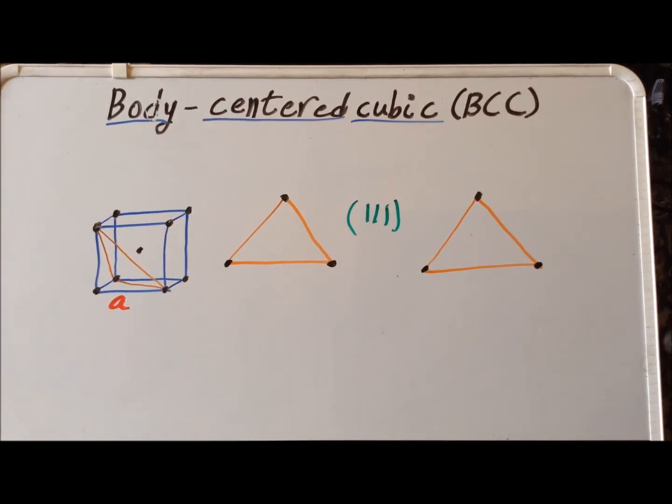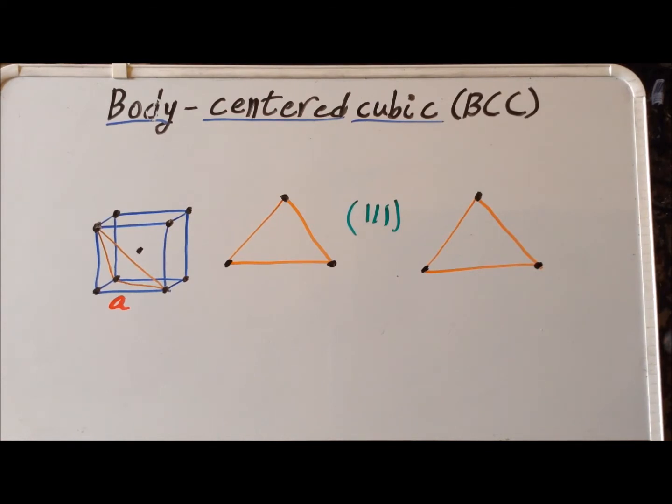Recall that in the body-centered cubic structure, we have one atom at each of the corners of a perfect cube, and the edge length we define to be A. So this is just a generic parameter that is different for different metal crystal structures. The angles are all 90 degrees, so we have a perfect cube, but also we have an additional atom of exactly the same type as at the vertices in the center.